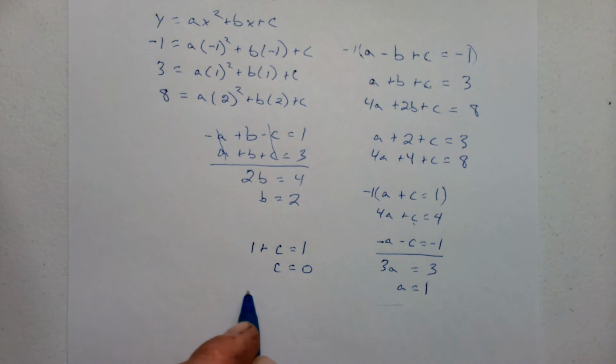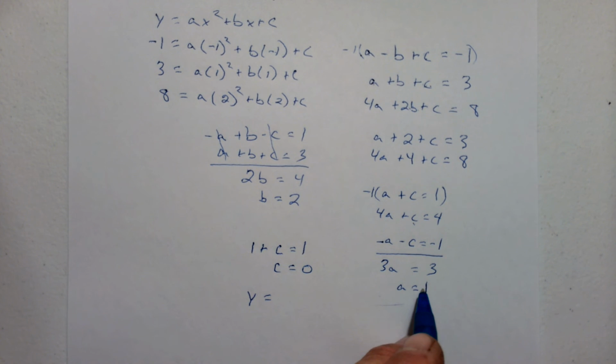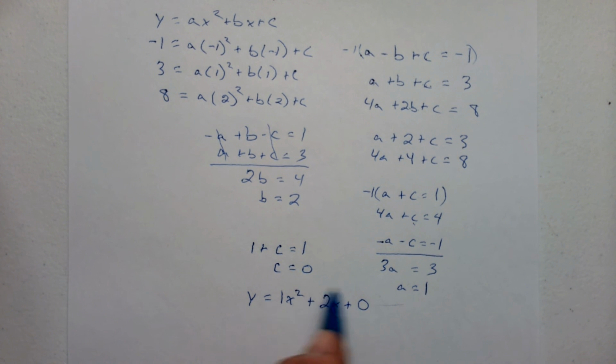So my equation, y is going to equal my a, which is 1, times x squared, plus my b, which is 2, times x, plus c, which is 0. So that would be a nice equation. I could clean this up a little bit to say y equals x squared plus 2x.